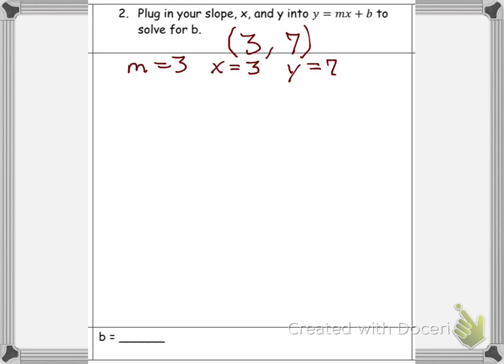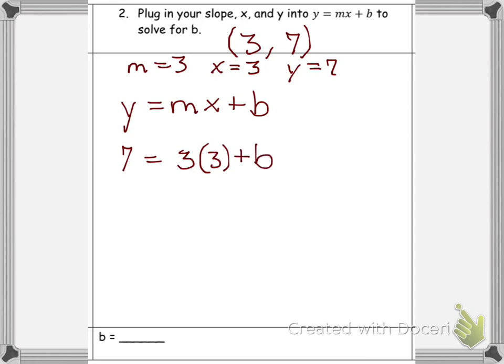So they said to plug it in the slope-intercept form equation. So we just said y is 7. So I'm going to replace that y with 7. We already found our slope m, which was 3. So I'm going to replace the m with 3. We just said x equals 3. So I'll replace that x with the number 3. We don't know what b is because we're trying to solve for it. So I'll just bring down my plus b. Now I'm going to multiply 3 times 3, which equals 9. And I'll just bring everything else straight down.